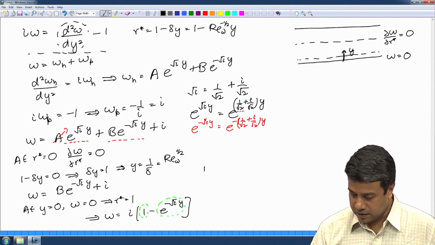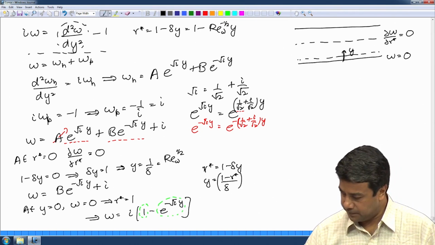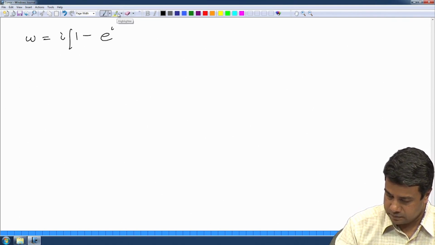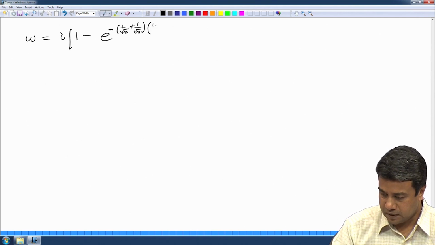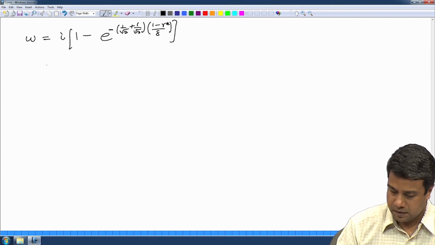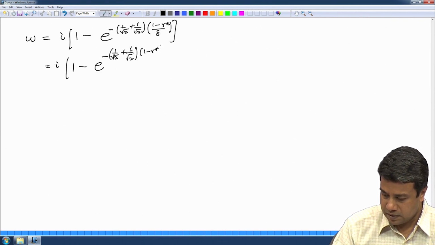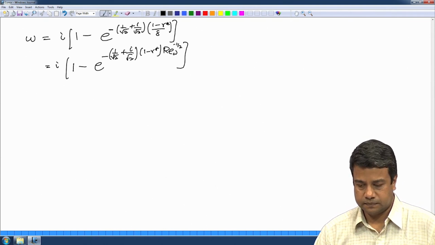substitute for y, we know that r star is equal to 1 minus delta y, which means that y is equal to (1 minus r star) by delta, and delta was Re^(-1/2). So, the solution I will get is 1 minus e^(-(1/√2 + i/√2)(1 - r star)/delta), which I can also write as 1 minus e^(-(1/√2 + i/√2)(1 - r star)), and delta we know is Re_ω^(-1/2). So, that is w.